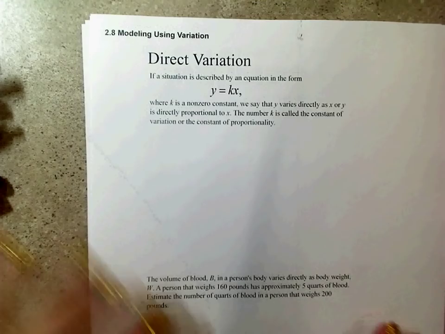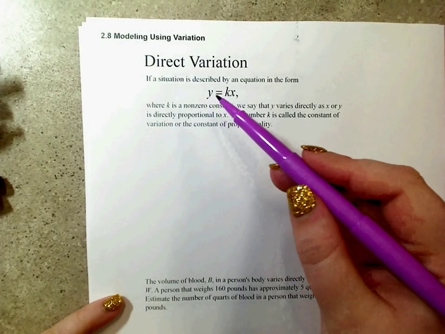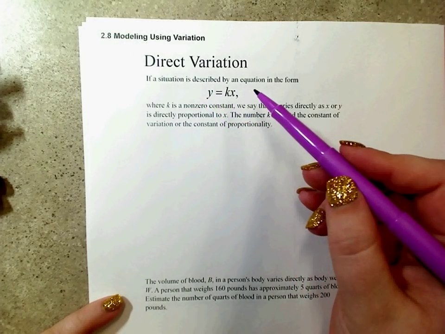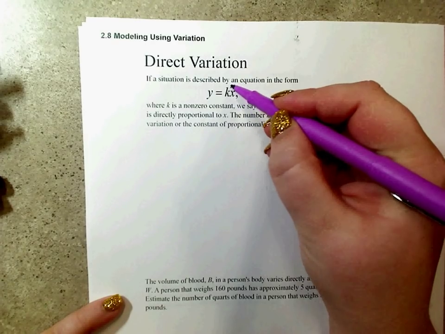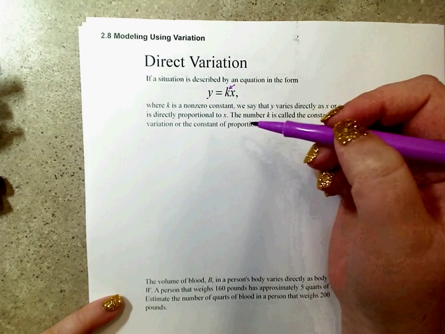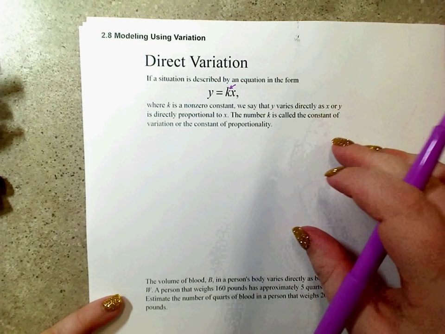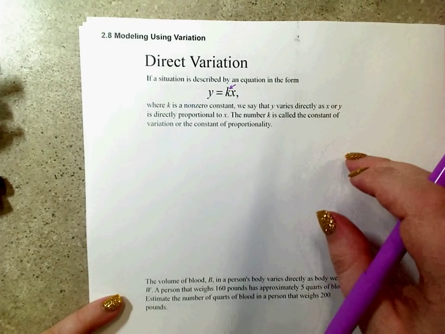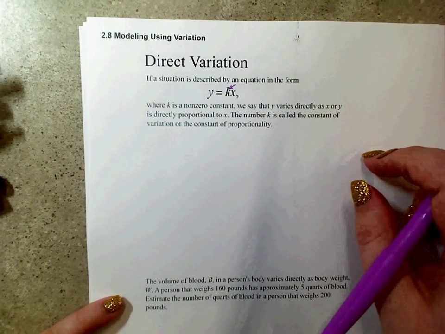So direct variation, something you're going to want to write down in your notes, says if a situation is described by an equation in the form y equals kx, and k is the part where most people don't realize they need to put that in the equation. It says where k is a non-zero constant, we say that y varies directly as x, or y is directly proportional to x. The number k is called the constant of variation, or the constant of proportionality.